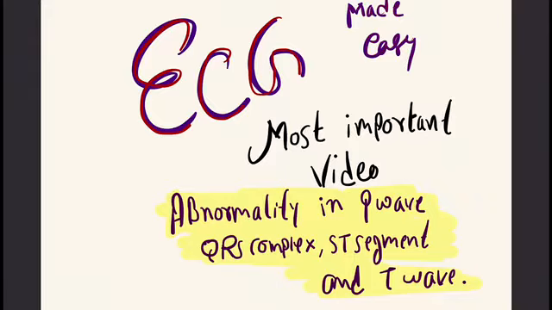Now this video is going to be very important in our ECG series, because in this video we will be talking about the abnormalities that can be seen in the P wave, QRS complex, ST segment, and also in the T wave. Please watch this video till the end, and I will try to make all these things easy, and we will be learning these things via the basic concepts behind them, and why they are happening. So we will be starting with the abnormalities associated with the P wave.